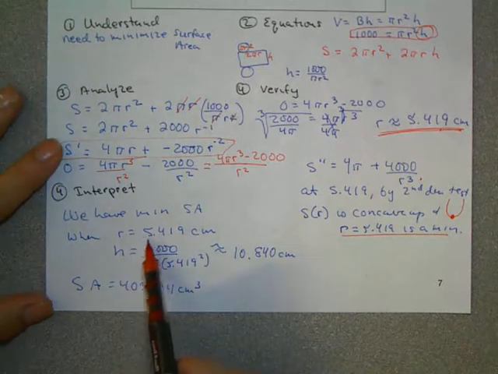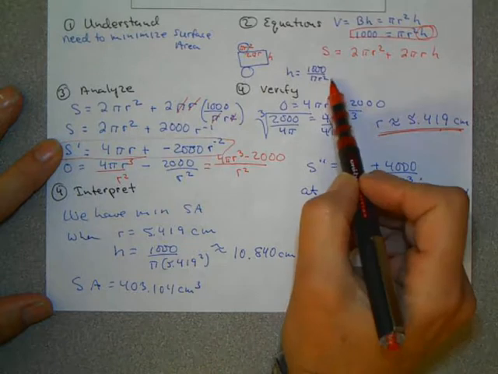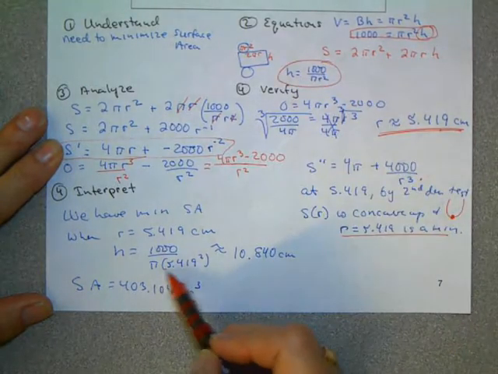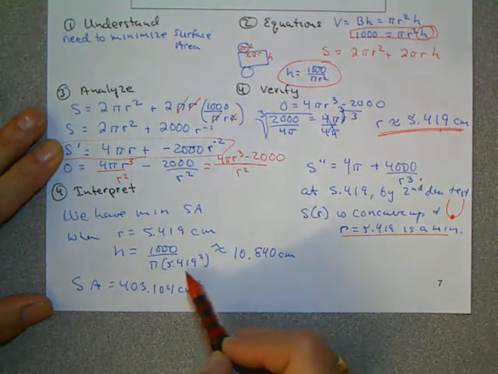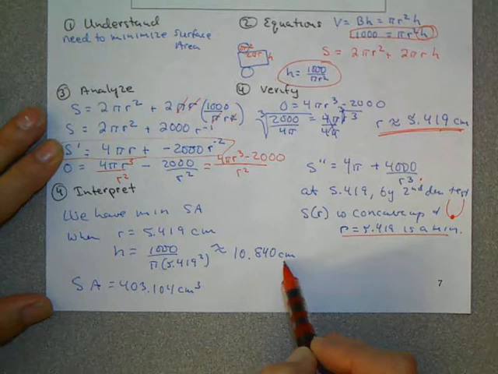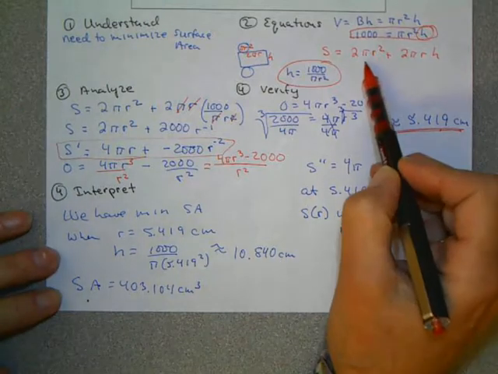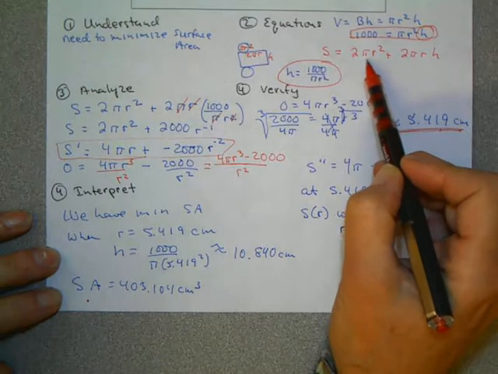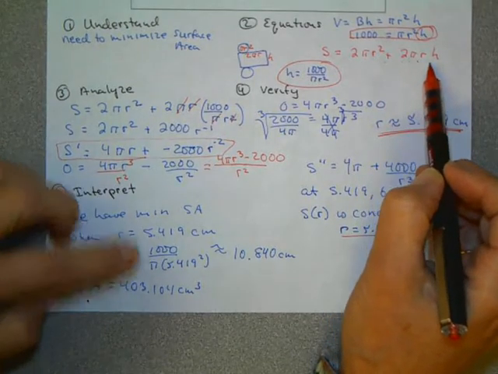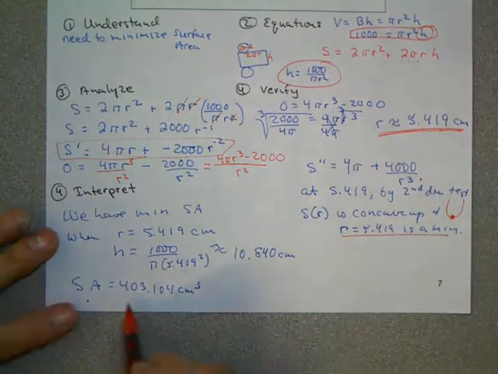So when I interpret it, what does it mean? It means I have a minimum value for surface area when the radius is 5.419 centimeters. The height, come up here to our height constraint, is going to be 1,000 divided by pi times 5.419. This, of course, was a stored value in my calculator to get 10.840 centimeters. And my surface area then, when I plug that into my surface area formula, is 2 pi times this radius squared plus 2 pi times this radius times the height.